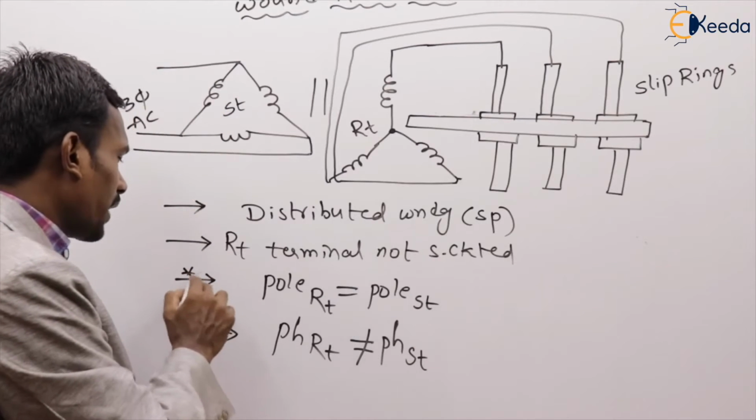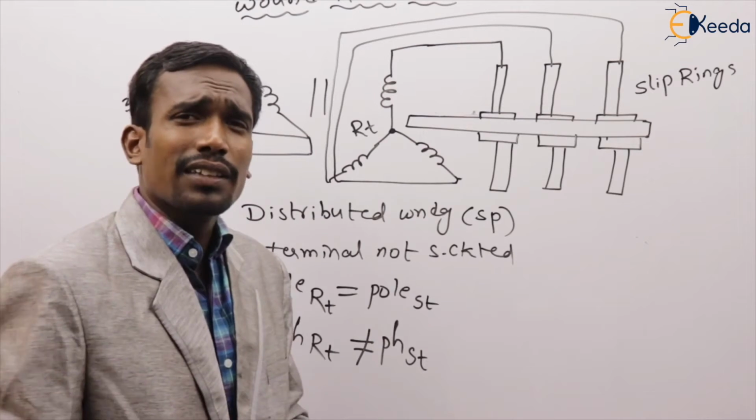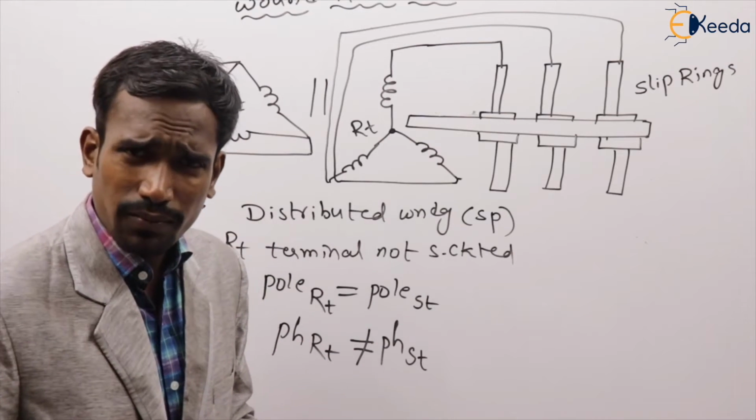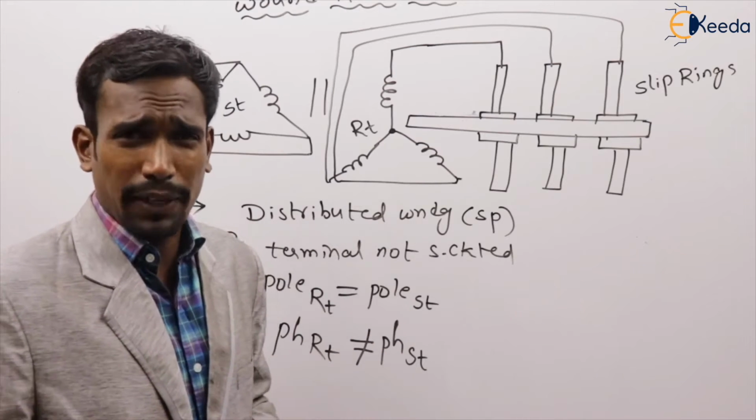This is a very important one. If the poles are not equal, there is no induction machine operation.